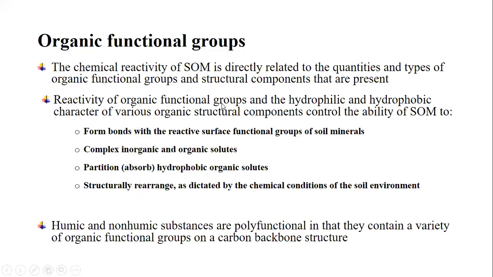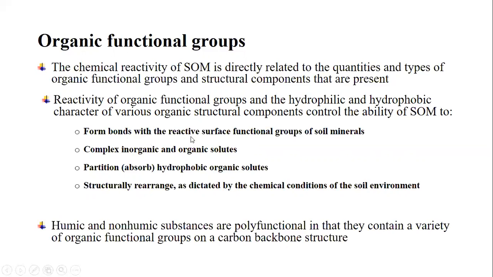Reactivity of organic functional groups and the hydrophilic and hydrophobic character of various organic structural components control the ability of soil organic matter to function. You understand hydrophilic: that means water liking, and hydrophobic is related to organic, non-water, they don't dissolve in water. So the reactivity of these functional groups that the soil organic matter has will affect and control the ability of the soil organic matter to function in many different ways. What are some of these?